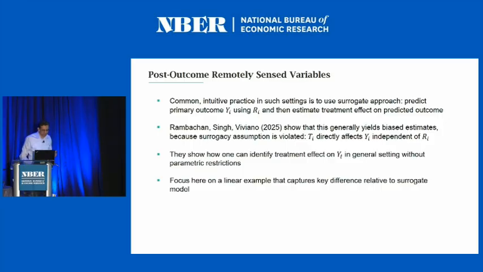So they establish that, and then they go on to show constructively how one can identify the treatment effect on Y_i in a general setting without parametric restrictions when you have this reverse data structure with post-outcome variables as proxies. So what I'm going to do here is focus on a much simplified version of the general case they consider, again focusing on a linear case that captures, I think, the essential difference relative to the surrogate model and shows a simple way in which applied researchers can correct their standard estimates to account for this issue.